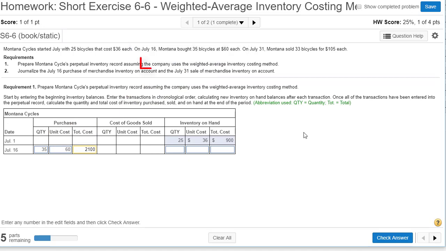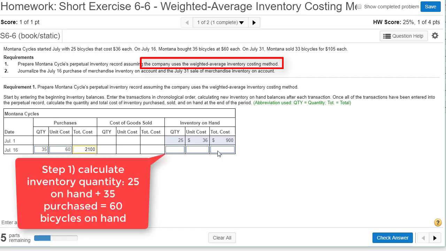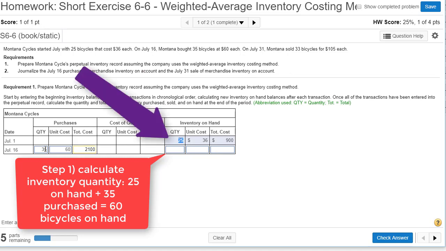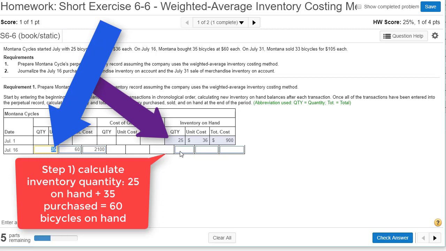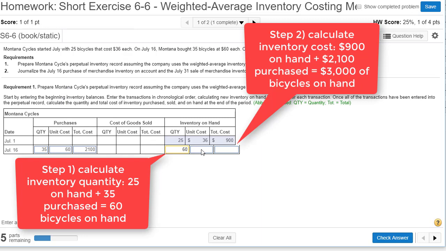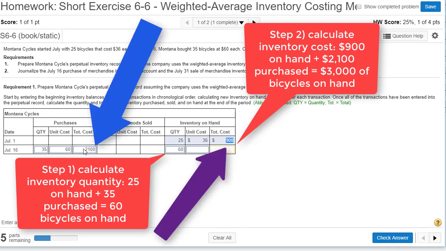Now, because they're using the weighted average method, they're only going to have one layer of inventory. And then what we do with that layer is we figure out the weighted average cost. So here's how we're going to figure out the weighted average cost. First thing, we're going to calculate the quantity. We had 25. We purchased 35 more. You add those together, that gives us 60. Now we're going to skip the unit cost because we calculate that last. Now we're going to calculate total cost. That's $900 plus the $2,100 over here gives us $3,000.